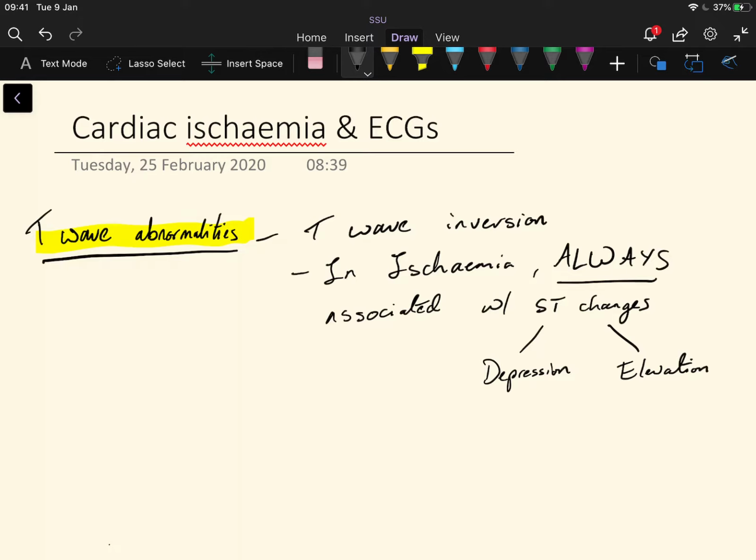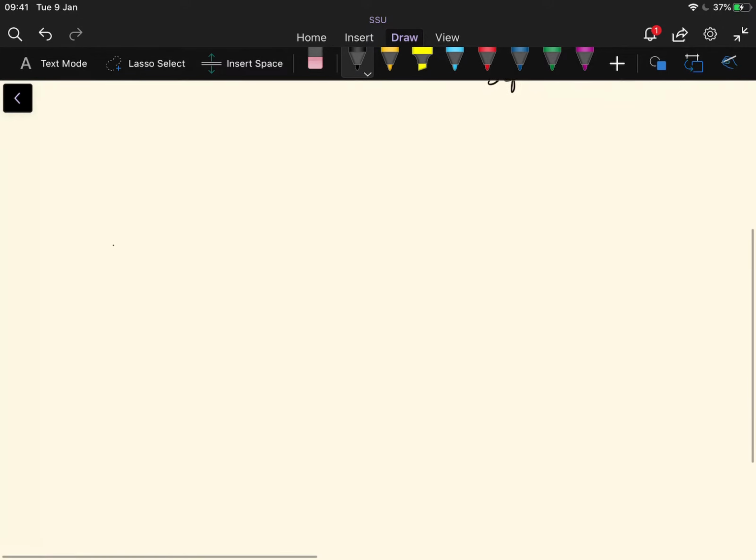So to understand why T-waves become inverted in ischemia, we have to start with the basics. So I do apologise if I end up patronising you a little bit, but we're going to start with the very basics. So this is a normal ECG. This is your P wave, your QRS, and your T wave.